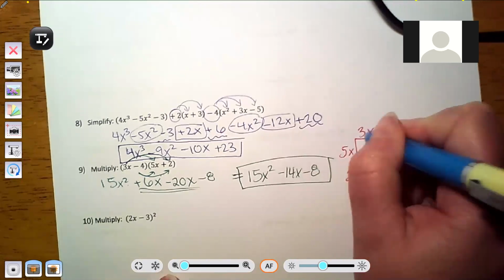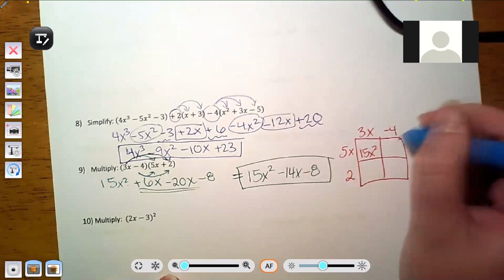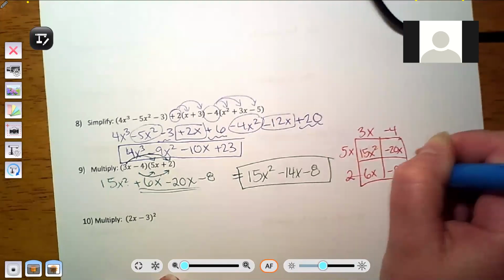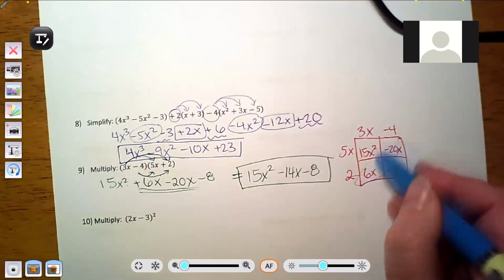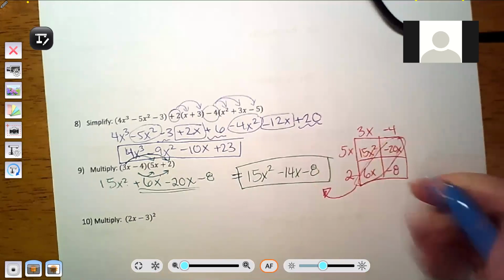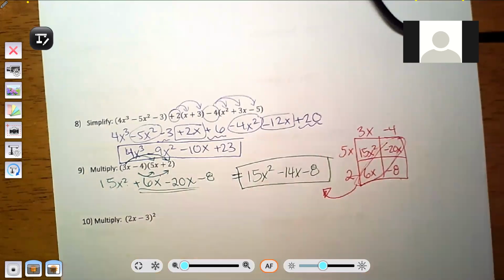So multiplying 3x and 5x gives you this box, 15x squared. There's -20x. These two give you 6x, and these two -8. You're multiplying to get the inside elements. And then here, these are like terms, and so they can be combined. So you still get the same answer, 15x squared, -14x, -8. It's just another method for tracking your distributive property.